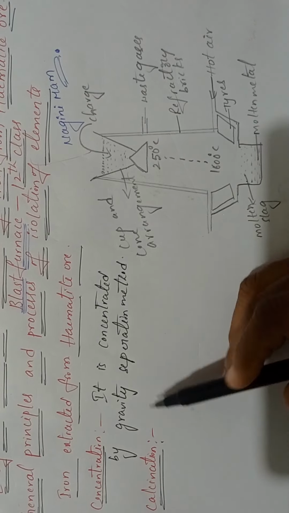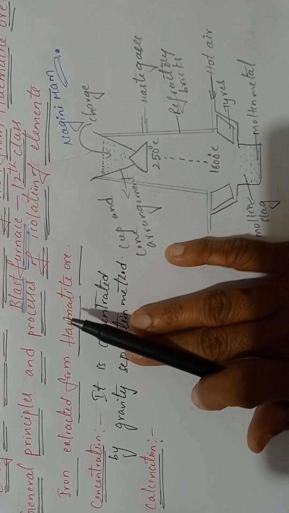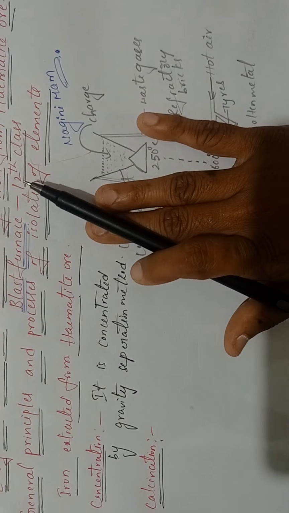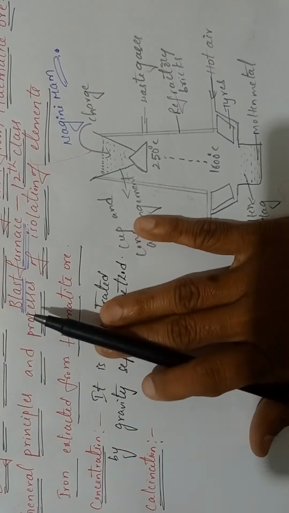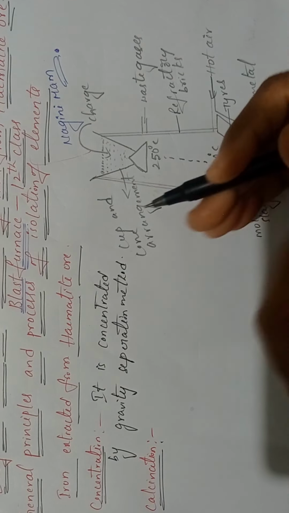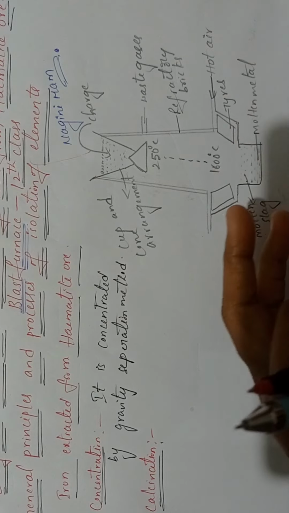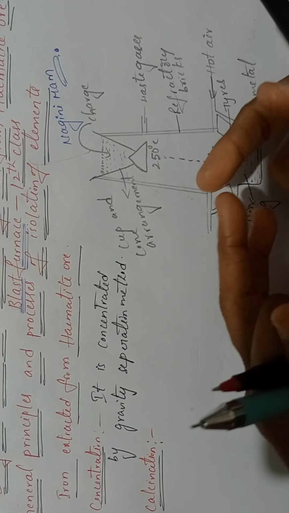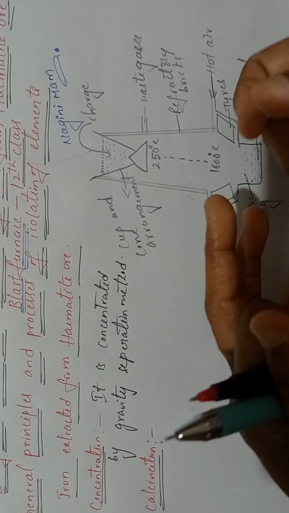So here we are taking the concentrated ore. The ore is concentrated because the lighter weight impurities have all been removed. The resultant ore is called concentrated ore. So now we are taking the concentrated ore, and the concentrated ore is heated in the absence of air.